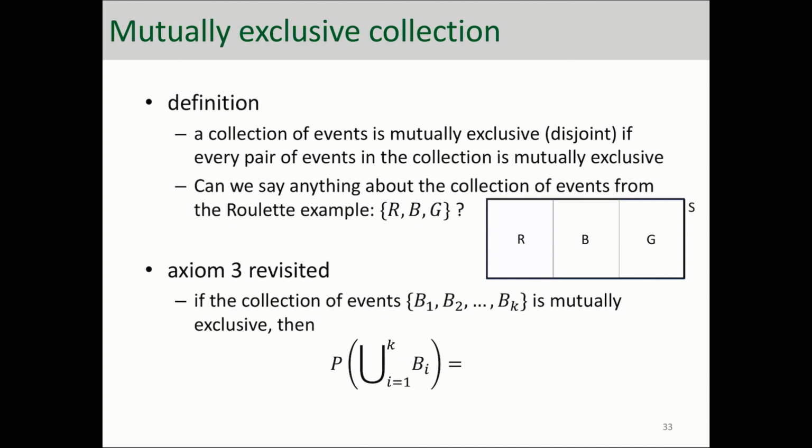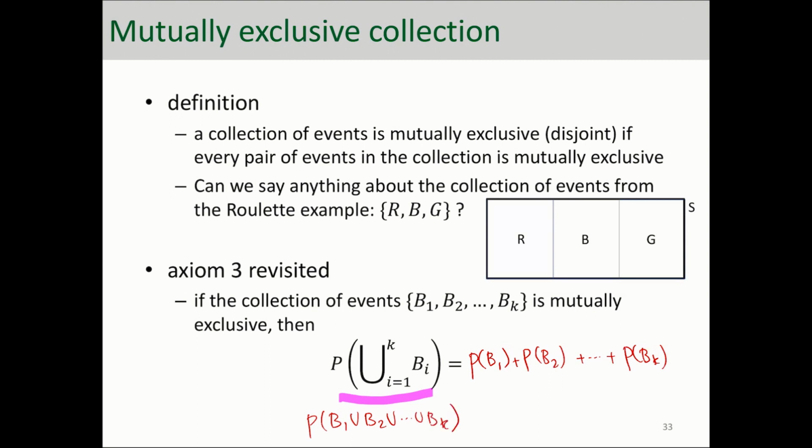In those cases, let's say B1 through BK is a set of mutually exclusive events. The probability of their union is equal to the addition of probabilities: probability of B1 plus probability of B2 all the way to probability of BK. You don't need to worry about any intersection area here because there is no intersection. And the left-hand side of the statement is basically the probability of B1 union B2 union all the way to BK.